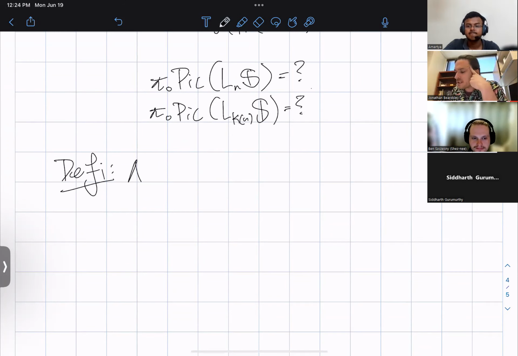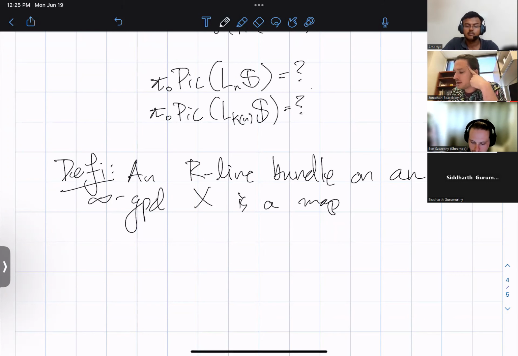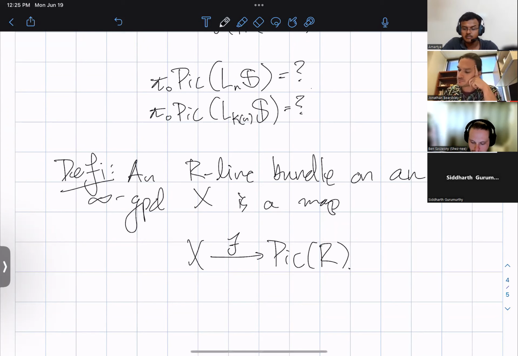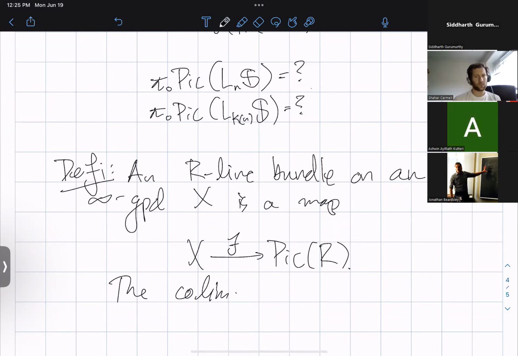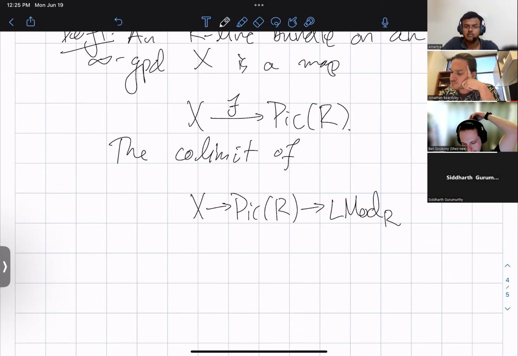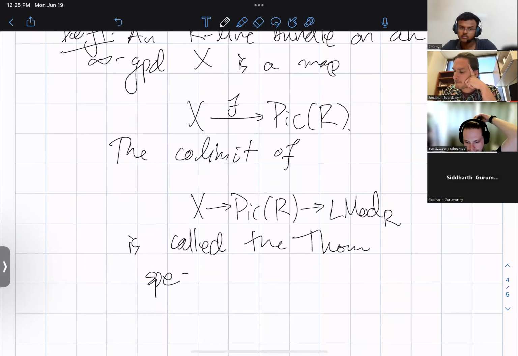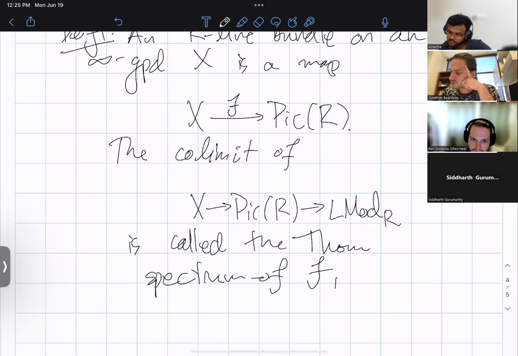All right, so definition: an R-line bundle on an infinity groupoid X is just a map of infinity groupoids from X to Pic R. The colimit of the composite X to Pic R to L mod R is called the Thom spectrum of F, and it's just denoted MF.